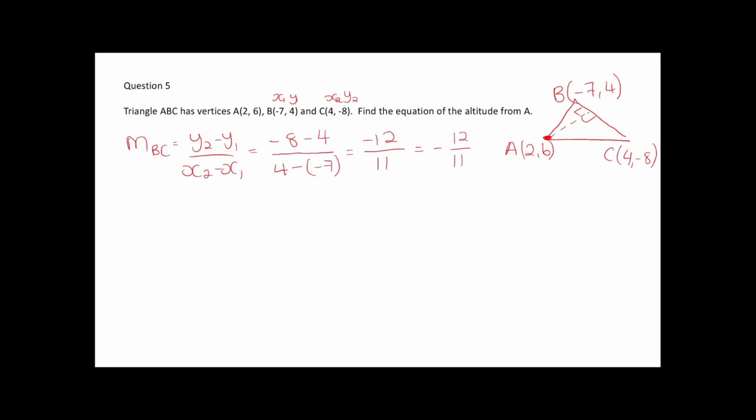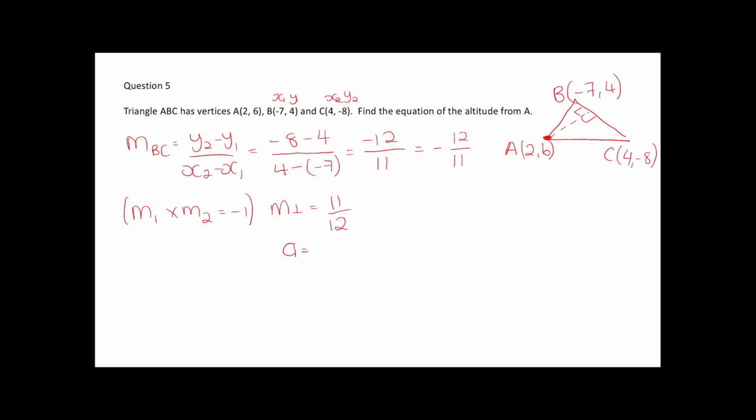Now we know that the gradient of BC is perpendicular to the altitude from A. Perpendicular gradients, if you multiply them together, you're going to get a value of -1. But remember, the quick way of thinking about that is change the sign on your gradient and flip your fraction upside down. So -12 over 11 becomes positive 11 over 12. So we now know that our gradient is 11 over 12.